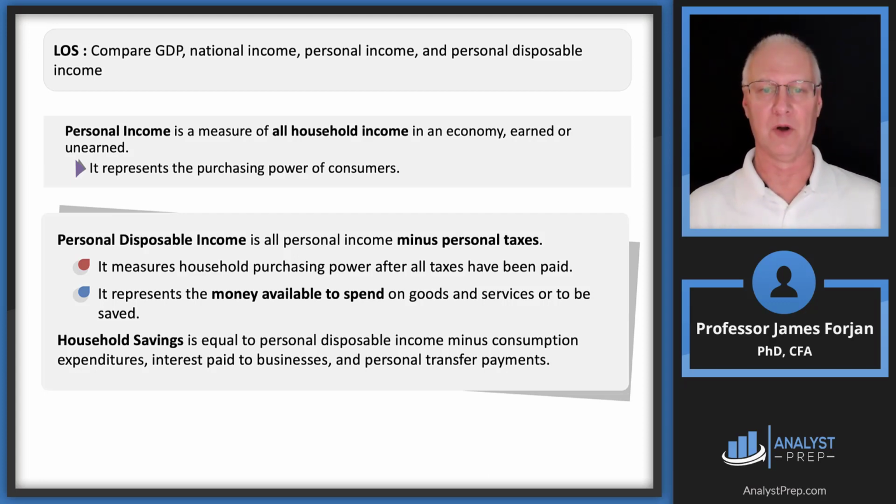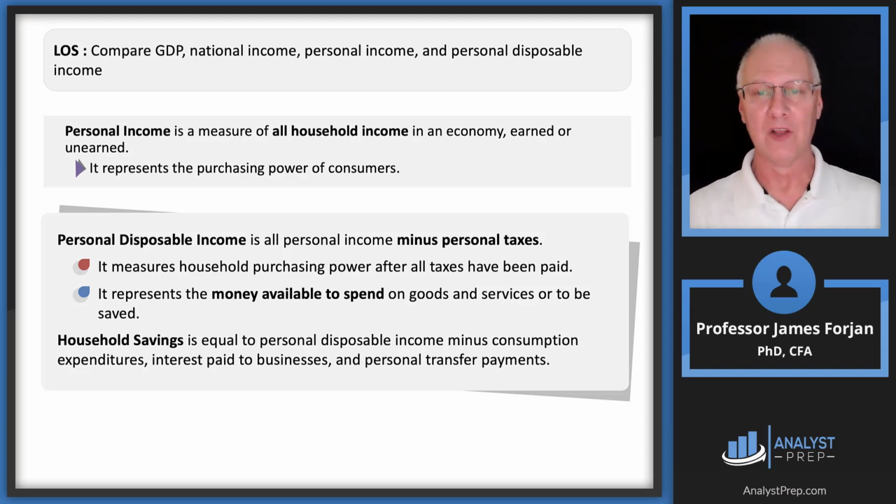Personal disposable income, on the other hand, is all personal income minus personal taxes. And so this measures household purchasing power after all taxes have been paid. This is super important because let's suppose that I make $1,000 this week. Well, it might sound like I can go out and spend $1,000. What do I spend my money on every week? I have a mortgage, I have gasoline, I have to eat, I have children, and my wife and I have to pay for maybe some entertainment. Maybe we're paying for Hulu to watch that Steve Martin and Martin Short fantastic show that we've been watching. So we have all these things.